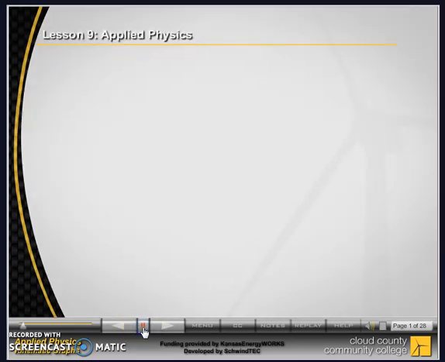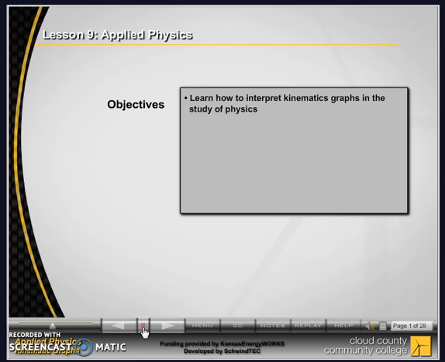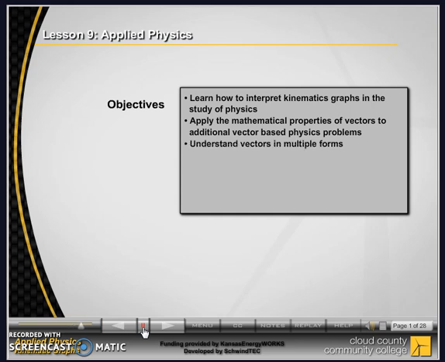Welcome to Lesson 9 of Applied Physics. This lesson covers kinematics graphs. In this lesson, you will cover the following objectives. Learn how to interpret kinematics graphs in the study of physics. Apply the mathematical properties of vectors to additional vector-based physics problems. And understand vectors in multiple forms.